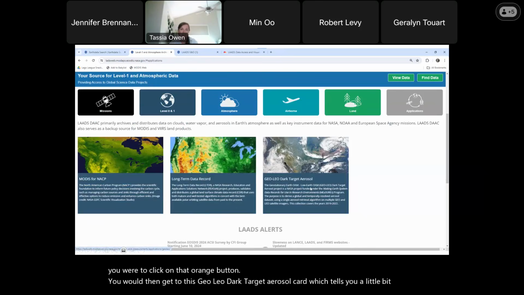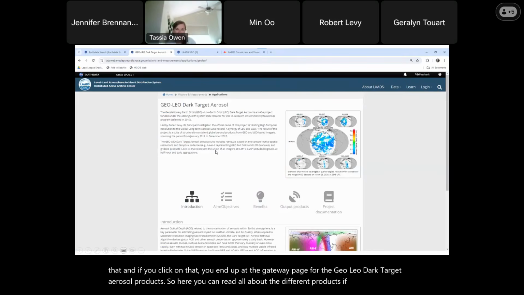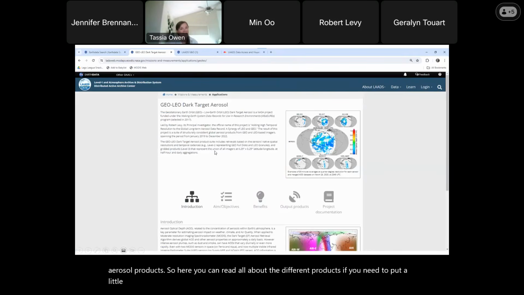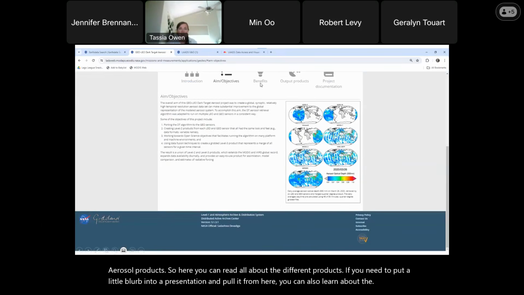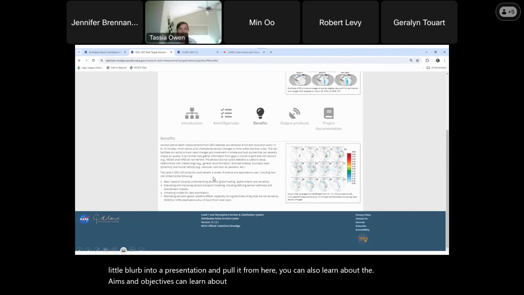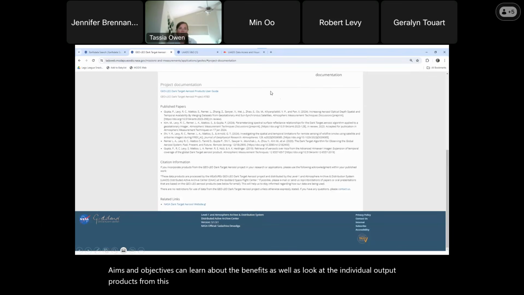And if you click on that, you end up at the gateway page for the GEO-LEO dark target aerosol products. So here you can read all about the different products. So if you need to put a little blurb into a presentation, you can pull it from here. You can also learn about the aims and objectives. You can learn about the benefits, as well as look at the individual output products from this page, and also review any documentation.